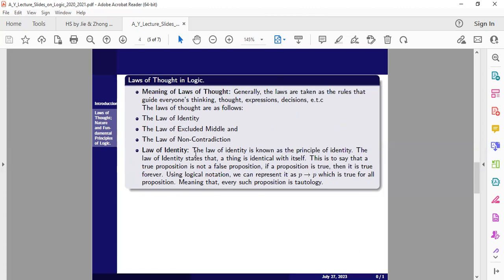The law of identity is known as the principle of identity. The law of identity states that a thing is identical with itself. So, class, you are identical with yourself. If, for instance, I'm talking to the class rep, your class rep is identical with himself.